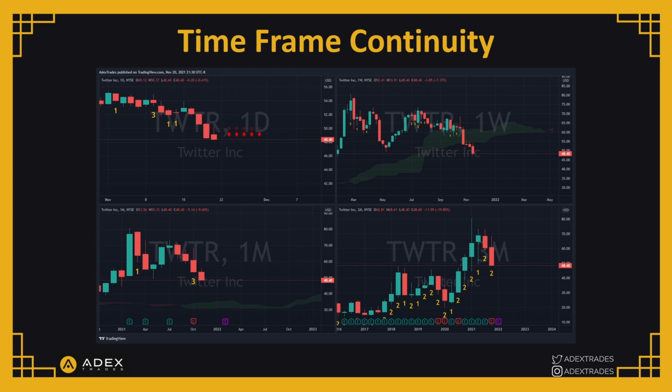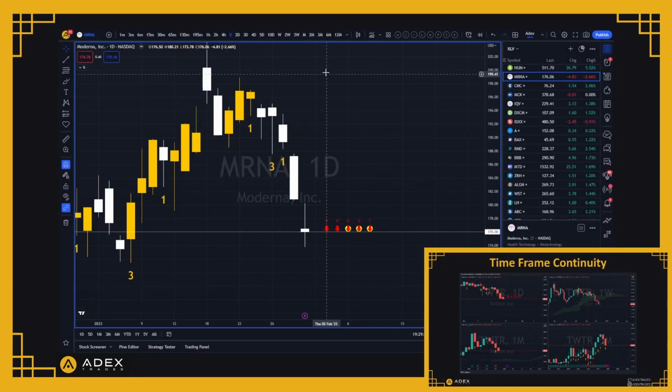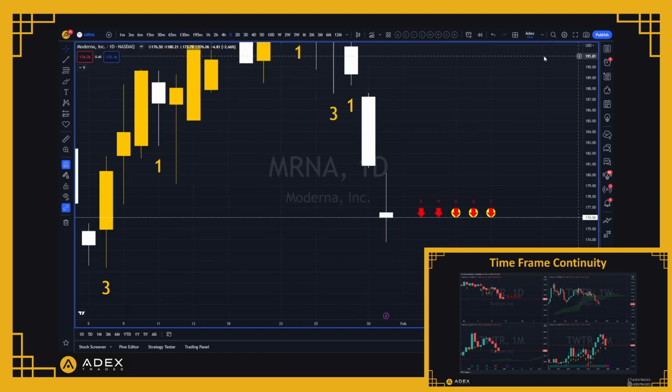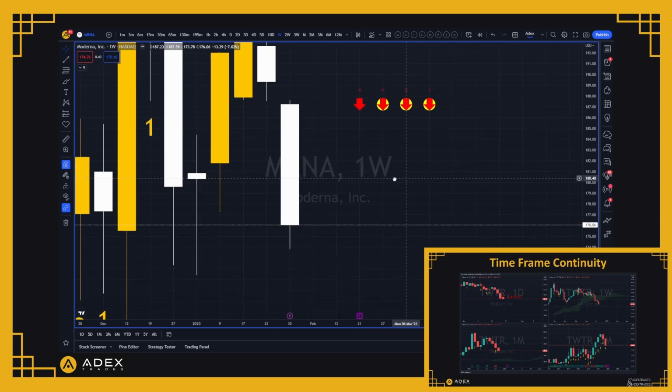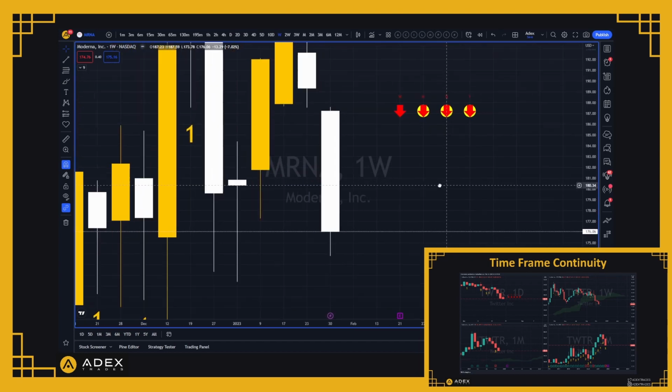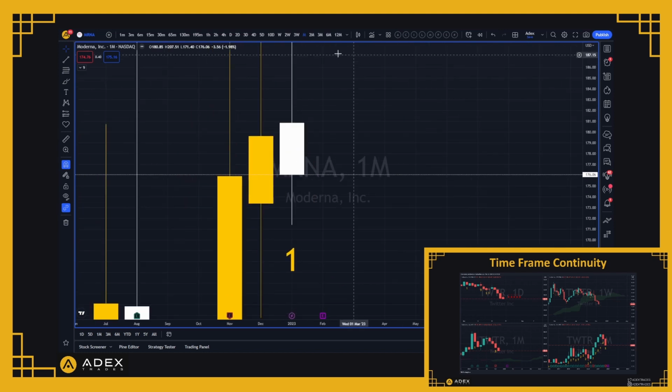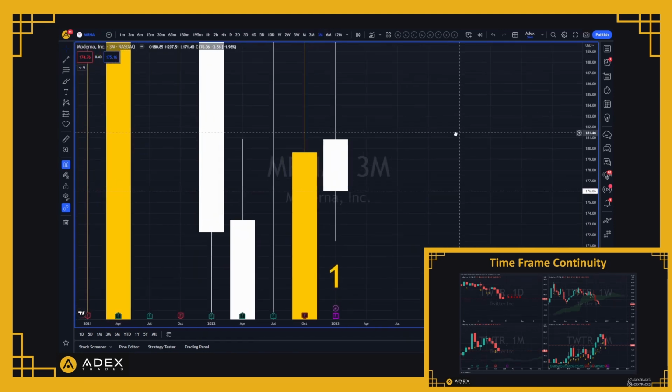And so with the example of Moderna right here, you see that on the daily, they're selling it. On the weekly, I wanted to get into that Moderna short. On the weekly, they're selling it. On the monthly, they've been selling it. And on the quarterly, they've been selling it.